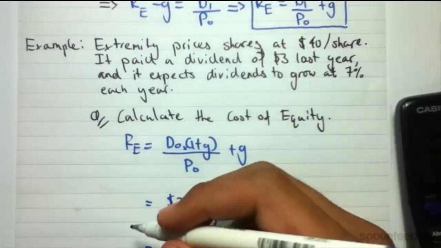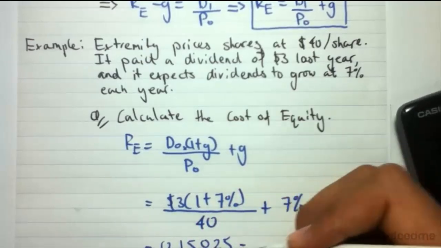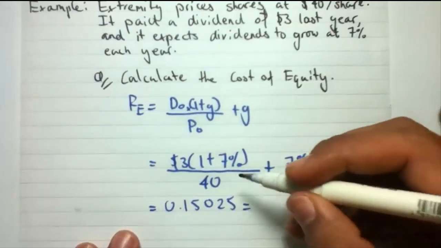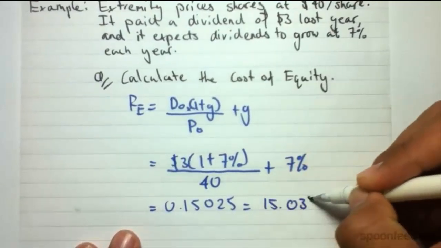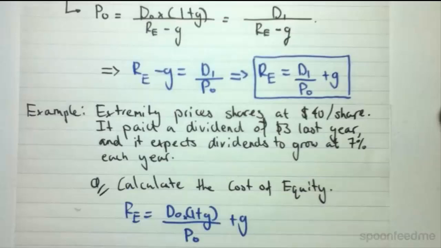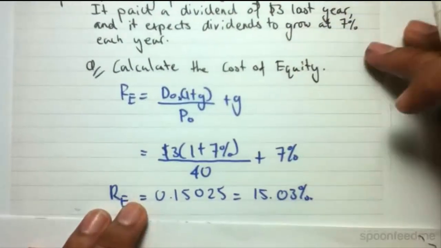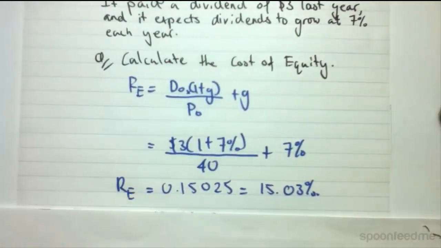I get 0.15025, which can be said to be 15.03%. And so, given how our shares have been paid out, and our growth rates and our dividends, we can come up with a return that investors expect. And that's 15.03%. Now we have to ask ourselves, this is a cost, right?